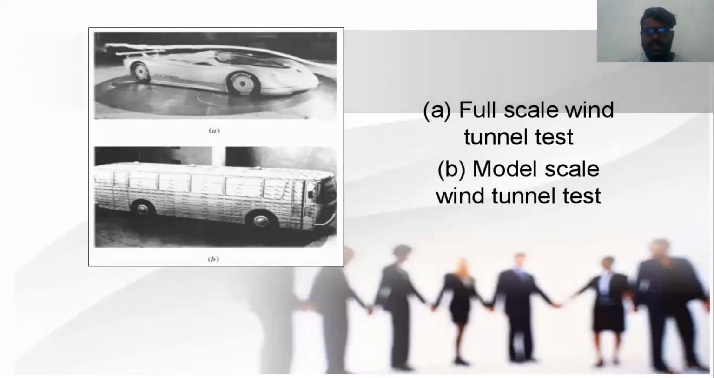In the 1990s, with the first invention of a car and then a bus, a full-scale wind tunnel test was done on the car, which was used for the drag study for racing purposes. Moving on to the second part, a model-scale wind tunnel test was done on the bus for transportation in the earlier stages of the 1990s.